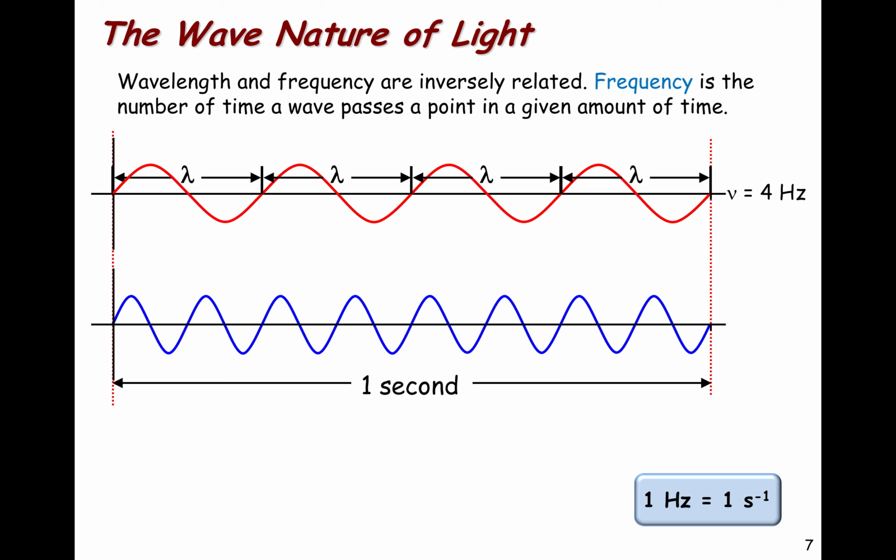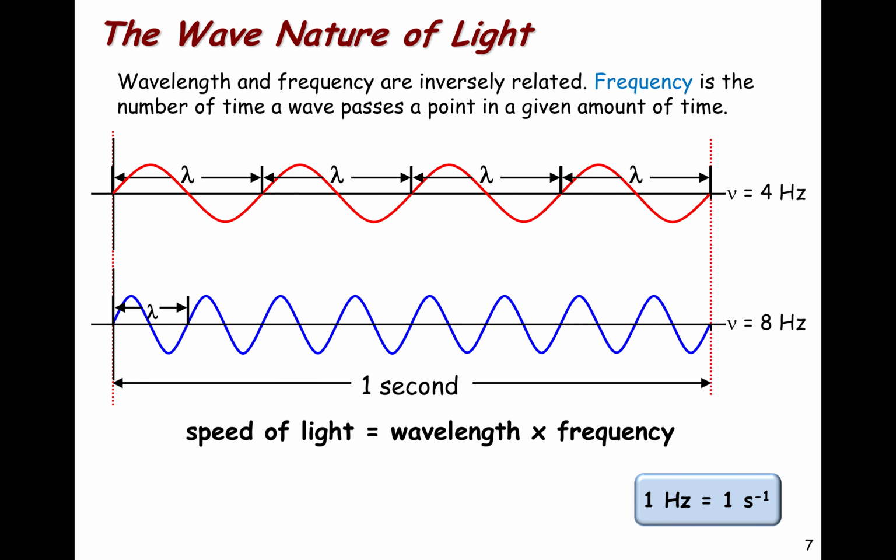Shown in blue here is another wave that has a higher frequency, so there are more cycles per second. And in fact, now we have two wavelengths within the same distance that the red had one wavelength. So for this situation, we have doubled the frequency, and so this particular wave has a frequency of 8 hertz.